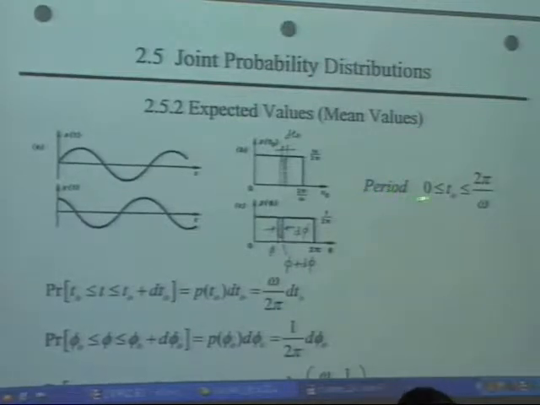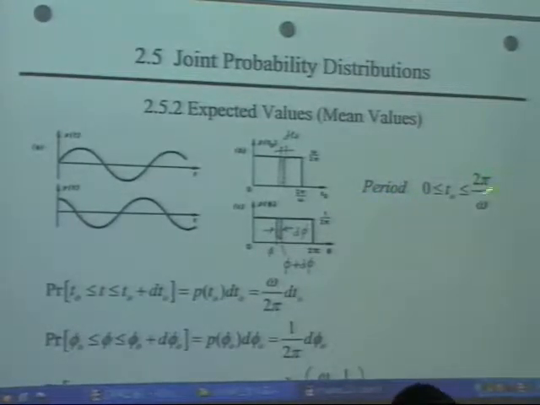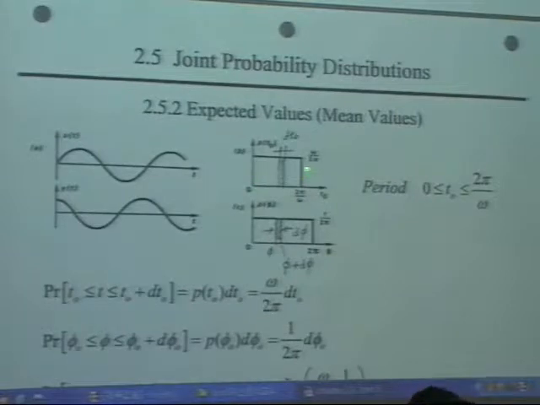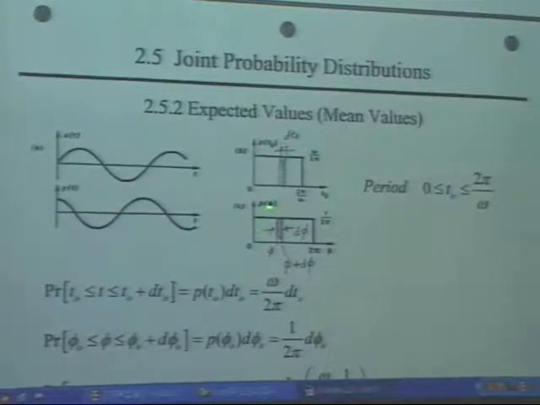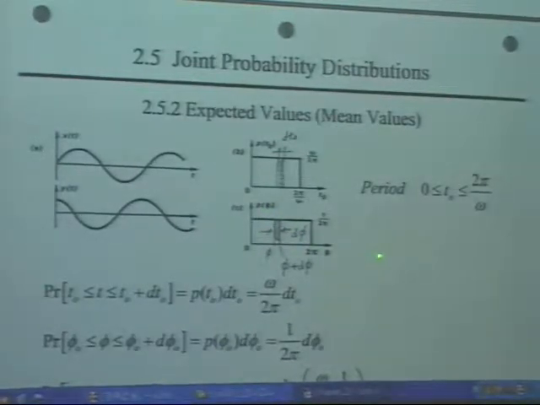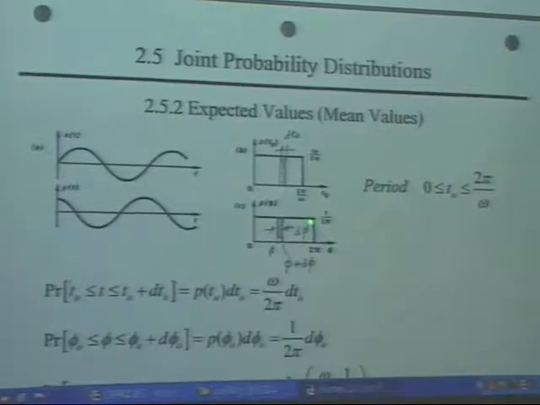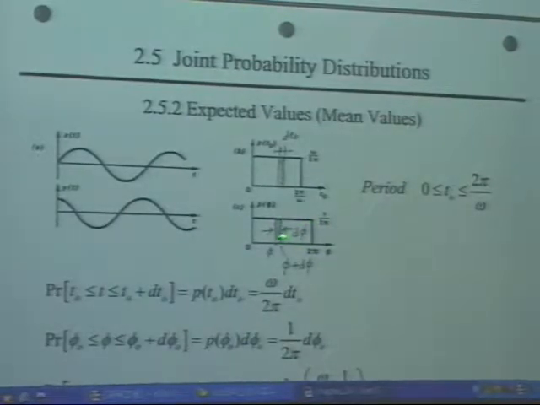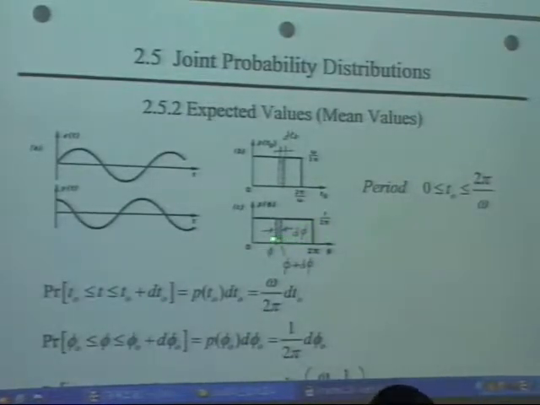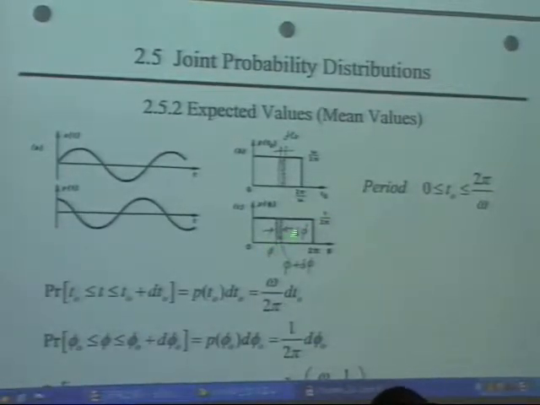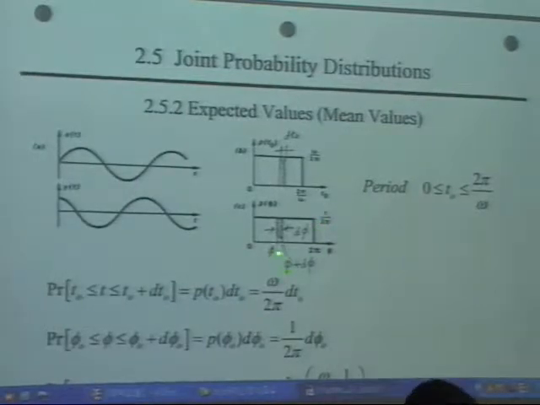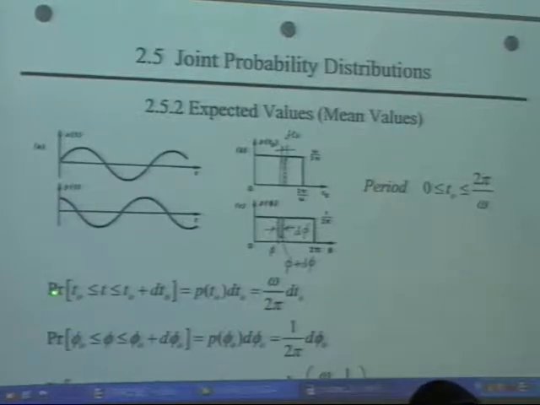So its period is going to be from 0 to 2 pi over omega in this duration. And for the phi, the angle is 2 pi max. So the uniform probability density function has to be the inverse, which is 1 over 2 pi. So this is what. And now look at this.